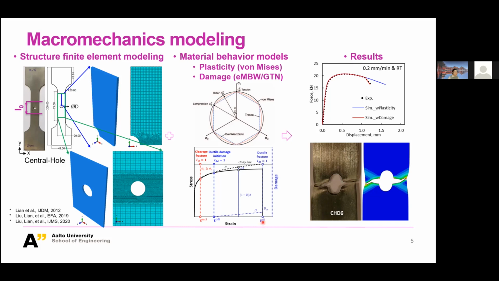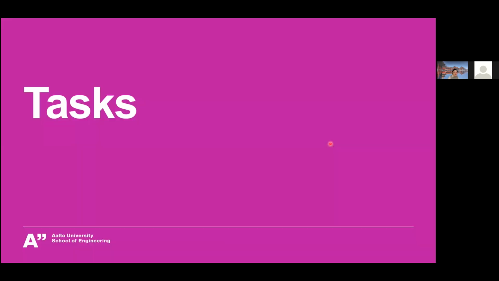So this is normally what we do for micromechanics modeling. First you need to build up a structural model, then you need to assign your material behavior to your model, then you can see your predicted results. And today we will also do a similar task, but simpler.